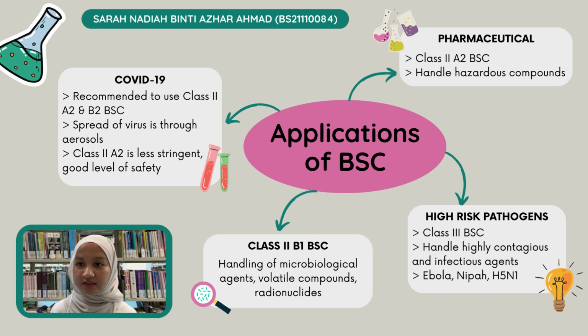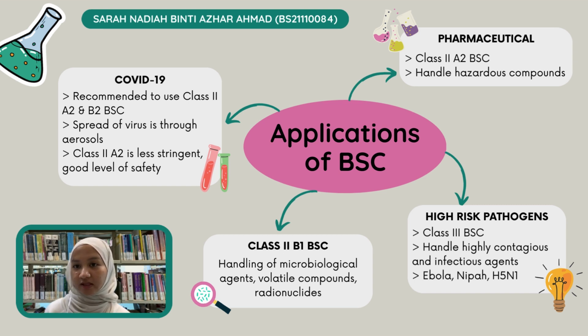This type of BSC is also used in the pharmaceutical industry to handle hazardous compounds. The HEPA filtration mechanism can prevent the leak of COVID-19 from the BSC with an efficiency as high as 99.97%. COVID-19 can be transmitted through the spread of respiratory droplets and aerosols, and the size of respiratory droplets is roughly 5 to 10 micrometers, while aerosols are 5 micrometers or lower. The HEPA filter can filter particles as small as 0.3 micrometers, effectively preventing the spread of aerosols.